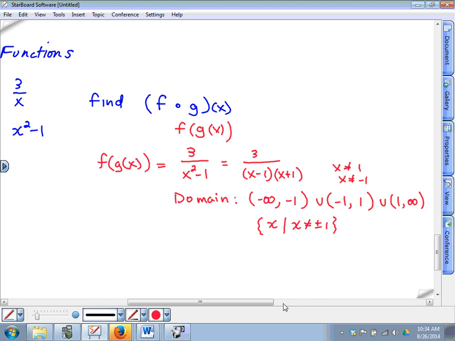So, yeah. I have a question. With interval notation, how come we're using parentheses in this one instead of brackets? Brackets means included. And we can't include negative 1 or 1 because that would make that undefined. Does that answer your question? Yeah. Parentheses means not included.